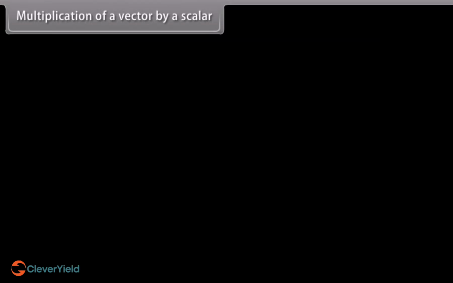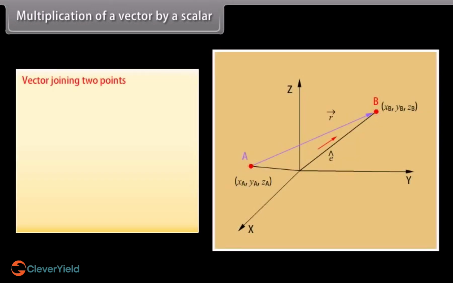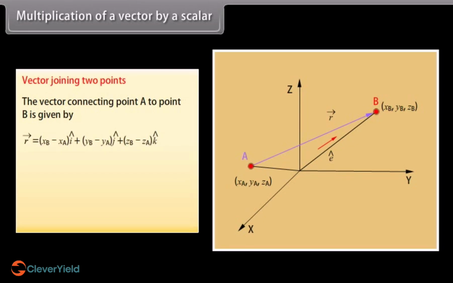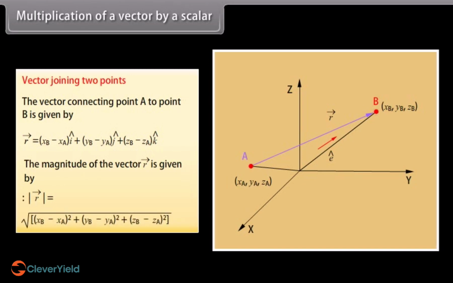Vector joining two points. The vector connecting point A to point B is given by vector R equals xb minus xa cap I plus yb minus ya cap j plus zb minus za cap k. The magnitude of the vector R is square root of xb minus xa whole square plus yb minus ya whole square plus zb minus za whole square.